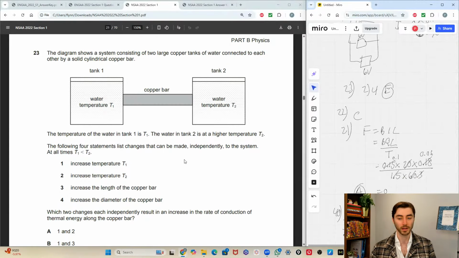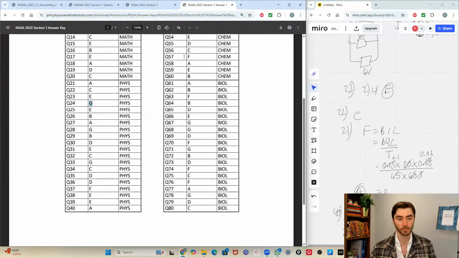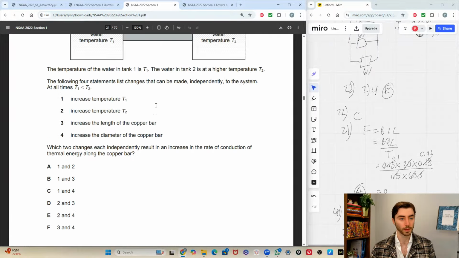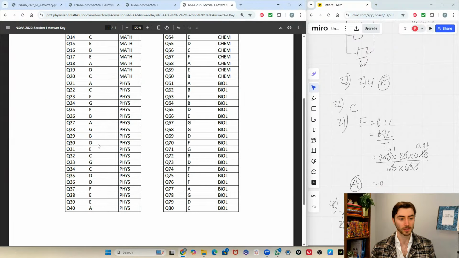I didn't do any work and I think that was well explained. And I got E. Yep. 22. I got C. Yeah, but I might need to explain a bit more.